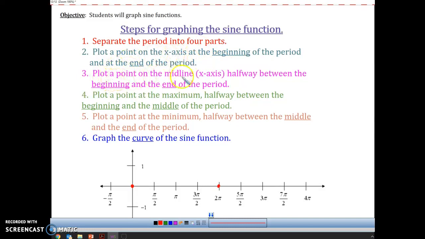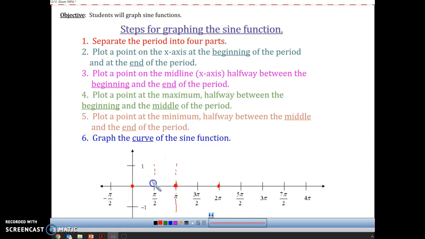Step 3 says plot a point on the midline, the x-axis, halfway between the beginning and the end of the period. So if I split this into 4 parts, here is splitting it in half, like how you cut a pizza. You cut a pizza straight down the middle first, right? So I'm going to plot a point here on the x-axis.